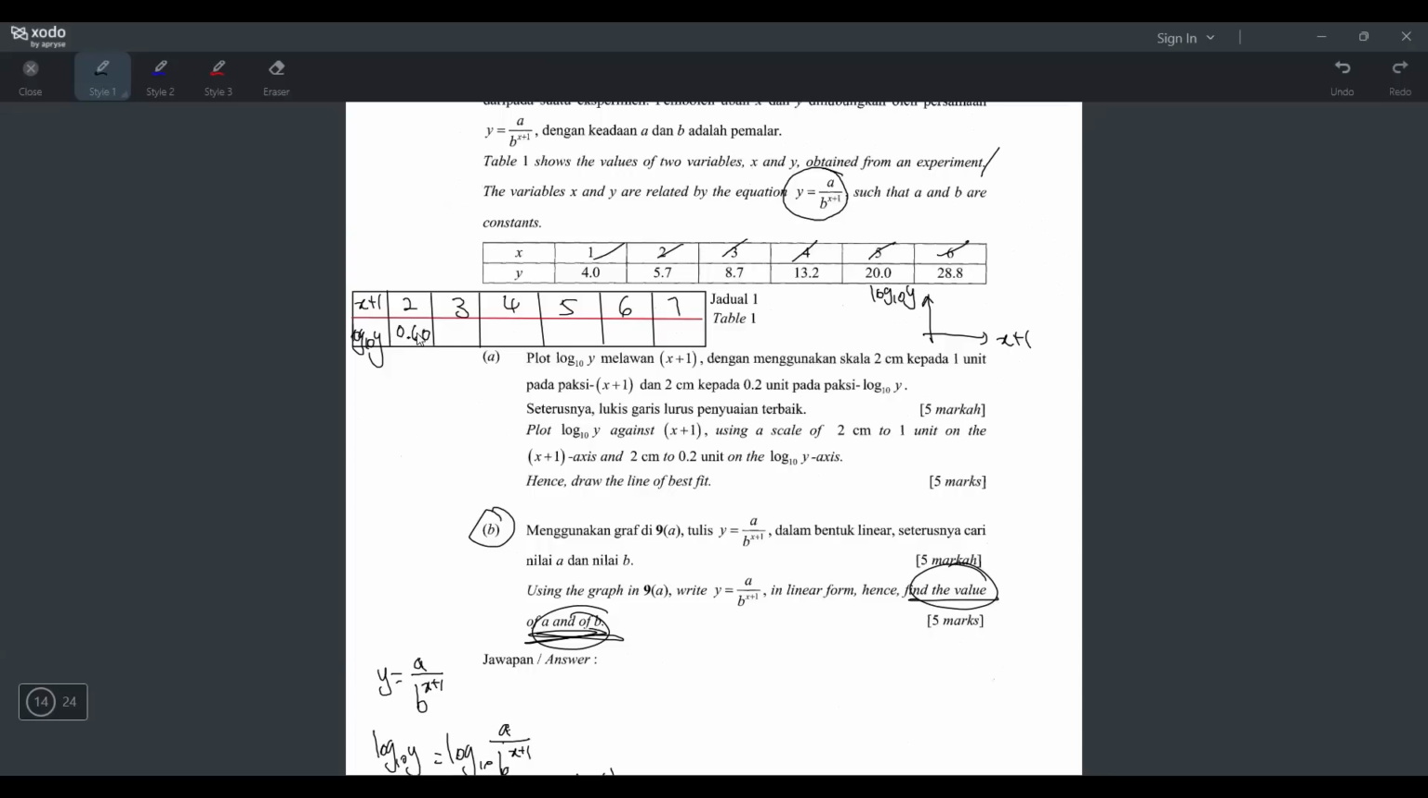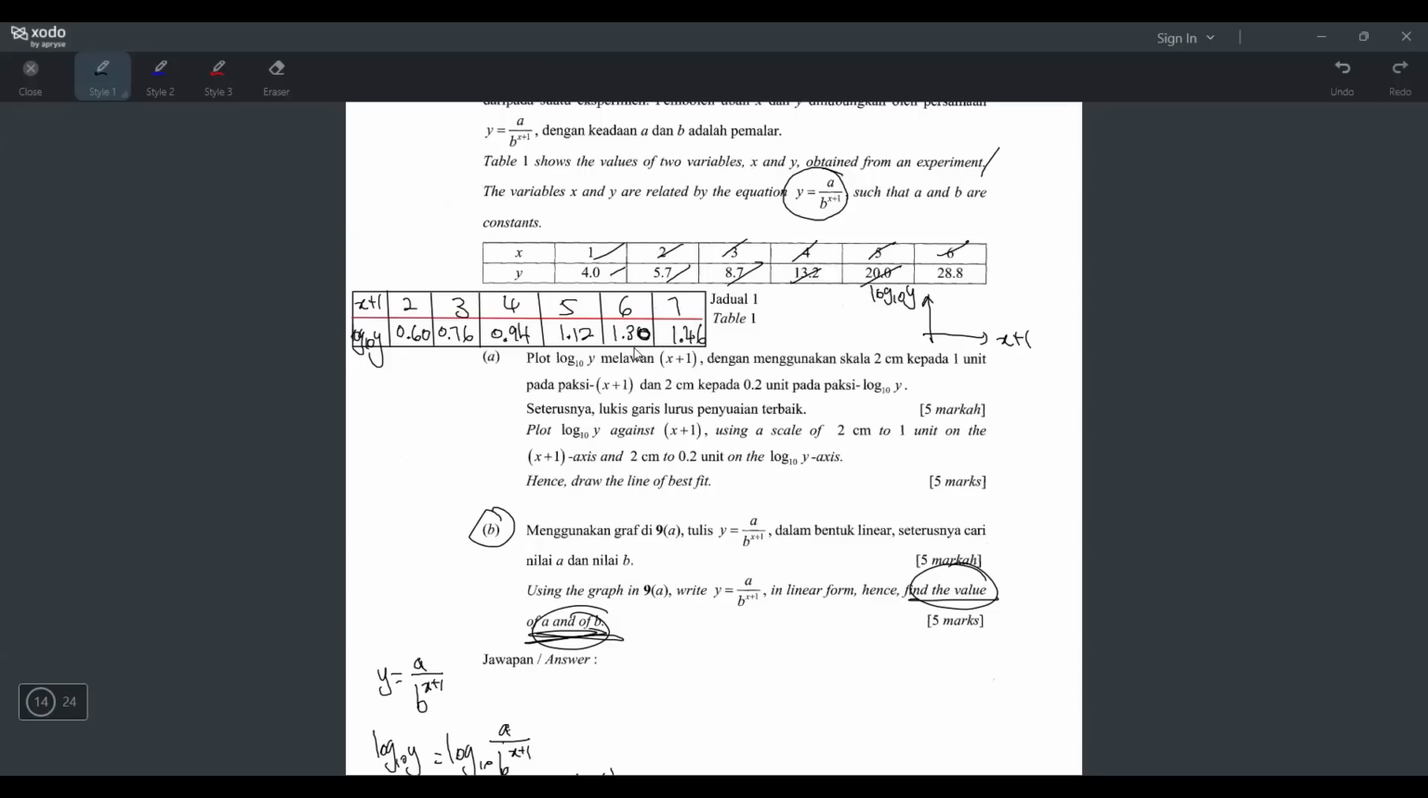Okay, log 5.7, 0.76. 2 decimal place only. Log 8.7, 0.939. So kalau round off, 0.94, sebab saya nak 2 decimal place. Log 13.2, 1.12. Okay, tulis. Next one is log 20, I dapat 1.30. The last one is log 28.8. Let me press. Okay, I get 1.46. So ini senang saja. Ini cara dia. Okay, I think I did everything correctly.